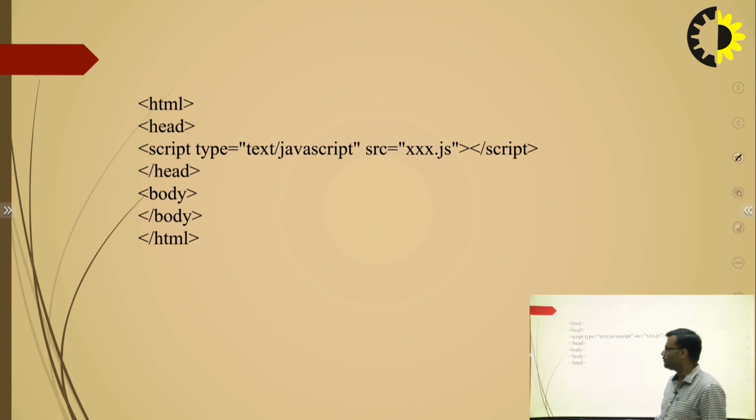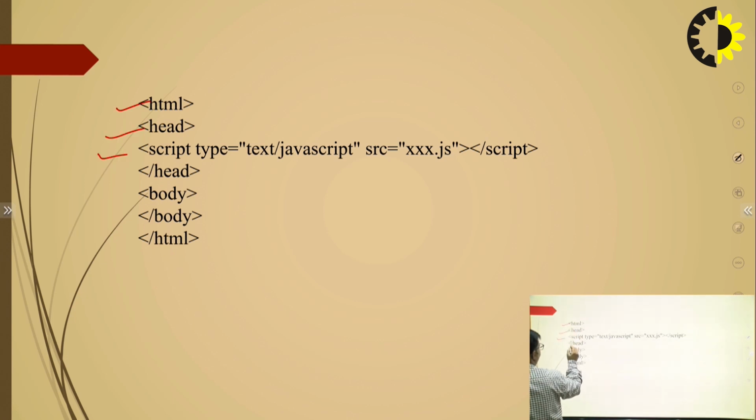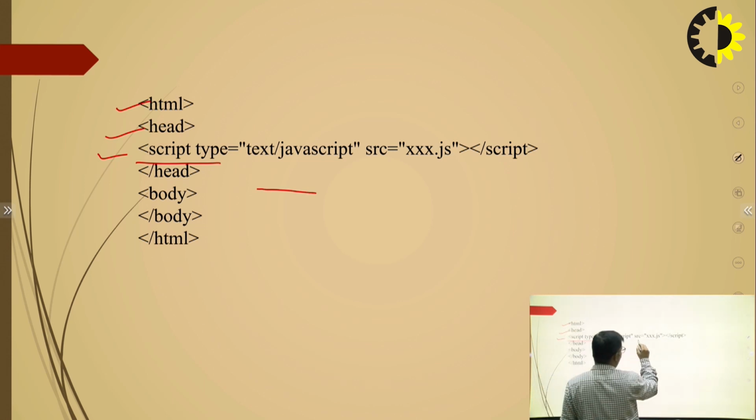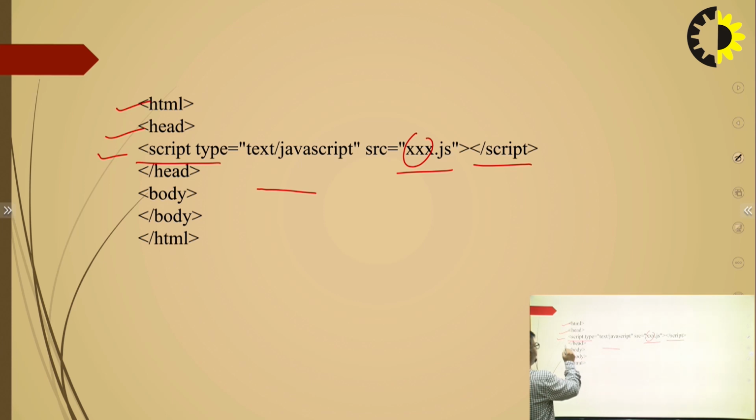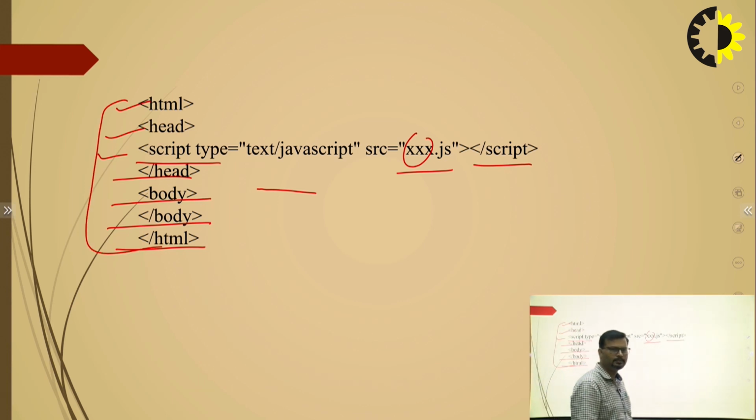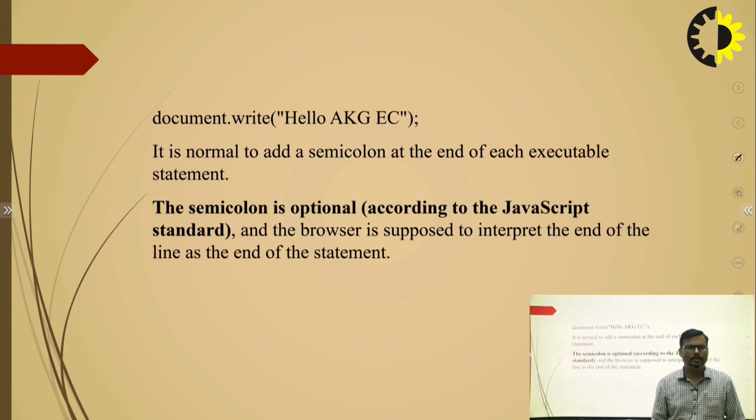Here, HTML, then head, then script type. The type is text/javascript, then src. This is the source, this is the file name, and this is the extension .js. The script will be closed, then the head will be closed and the body will start, then the body will be closed, then the HTML closing. Next, suppose here we have one example, hello AKGEC.